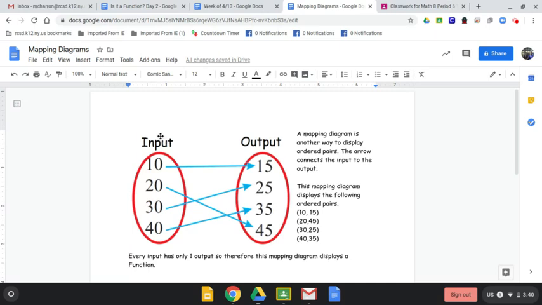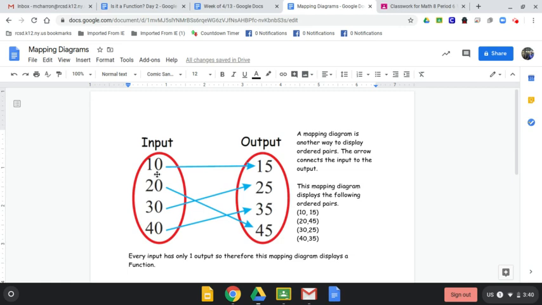It's simply some input values in order from least to greatest, and some output values in order from least to greatest. It could be called domain and range. It could be called X and Y. Those all mean the same thing. These mapping diagrams display ordered pairs, so it's just another way to display ordered pairs. The arrow connects the input to the output, or the X to the Y.